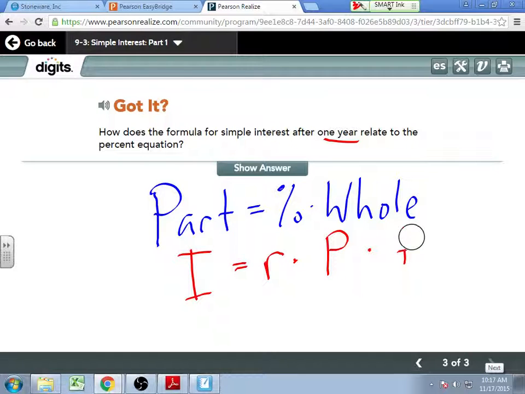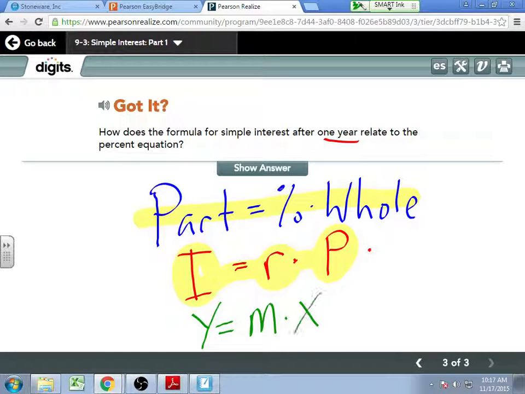So if T is 1, I really don't need it. Part equals percent times whole. The part you make will equal a percent times the whole that you invested. It's the same formula, and both of them are really in the y equals mx form, because the interest from your investment will be some multiple of the initial investment, of the principal.